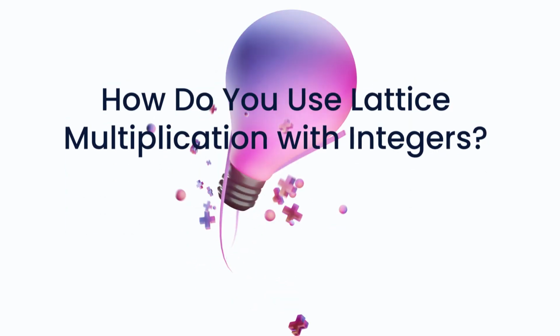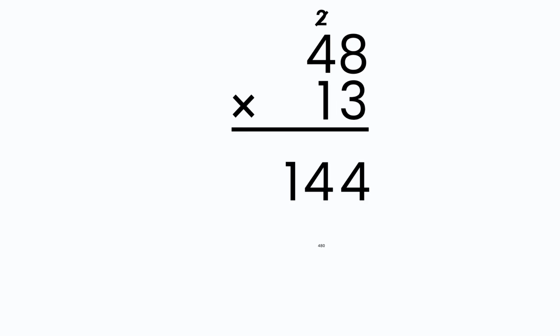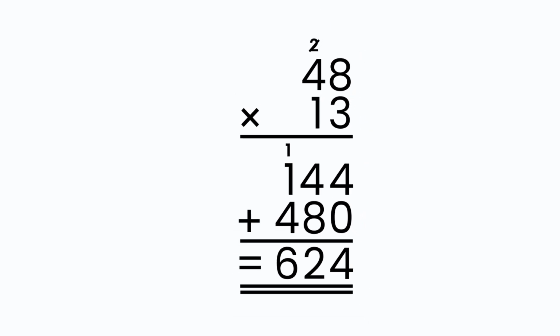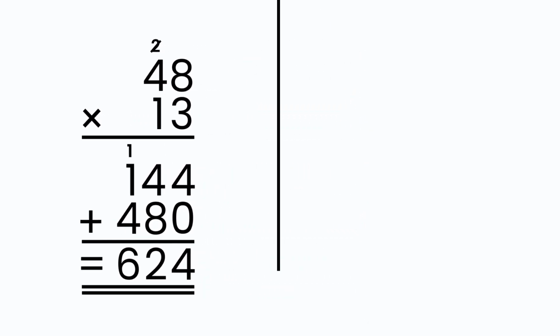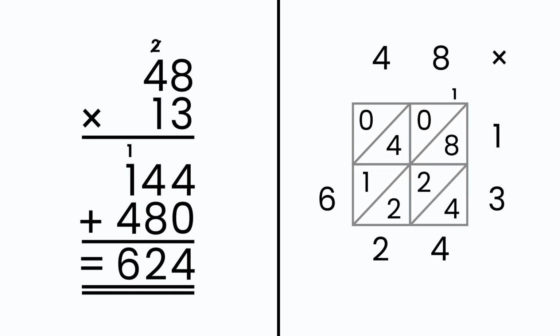How do you use lattice multiplication with integers? Lattice multiplication is an alternative method to long multiplication. All multiplication problems which can be solved using long multiplication can also be solved using lattice multiplication. It's called lattice multiplication because you draw a lattice, or grid, when you use this method.